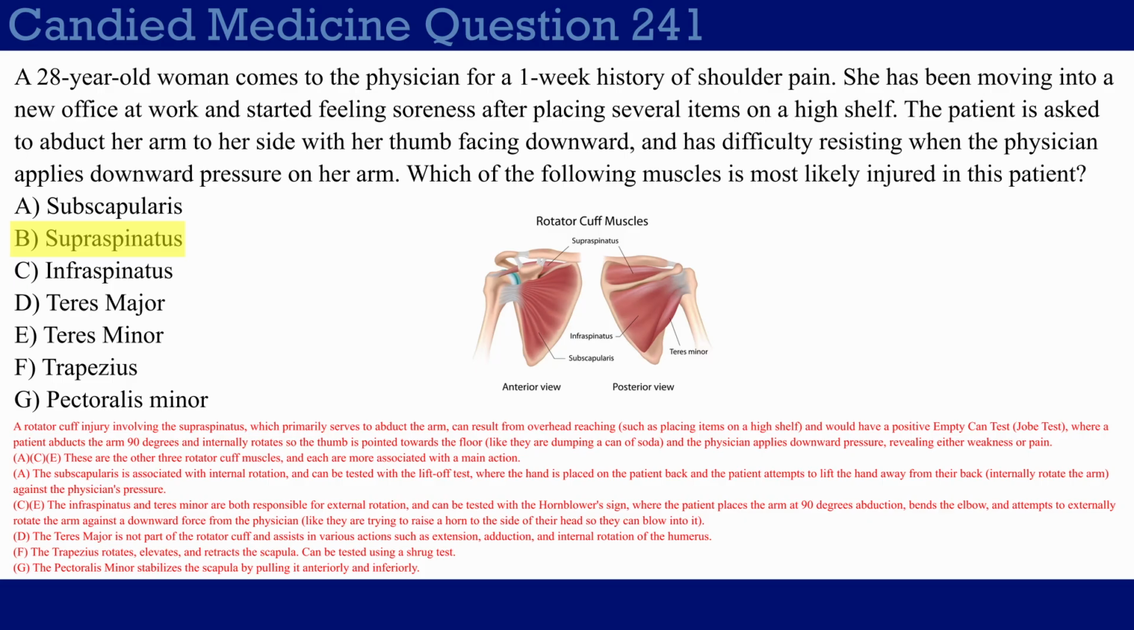And as was already outlined in this question, you do an empty can test, which is where basically you're just making the patient try to abduct their arm against your force, right?